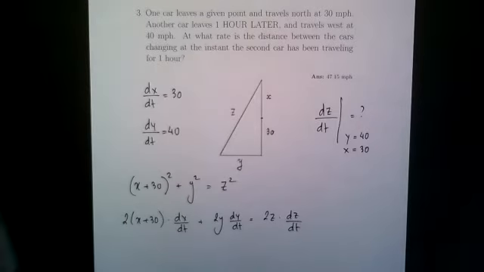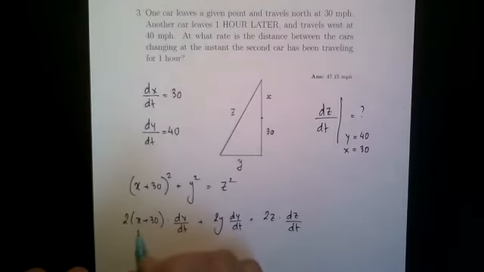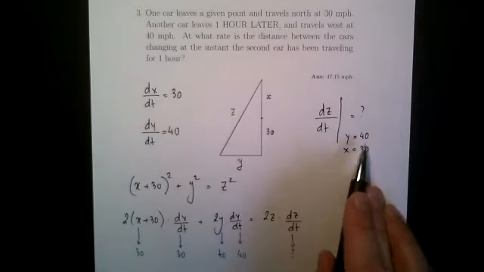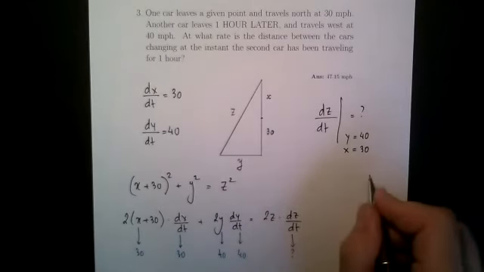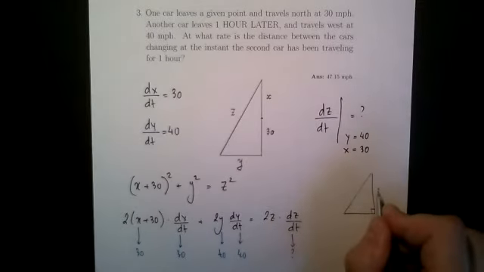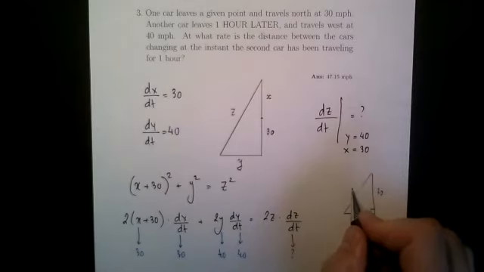Okay, so now I'm going to see what I know. So X, we know it's 30. Dx dt is also 30. Y is 40. And dy dt is also 40. Dz dt is what I'm looking for. And I'm missing just the Z. Okay, but the Z I could find when X is 30 and Y is 40.